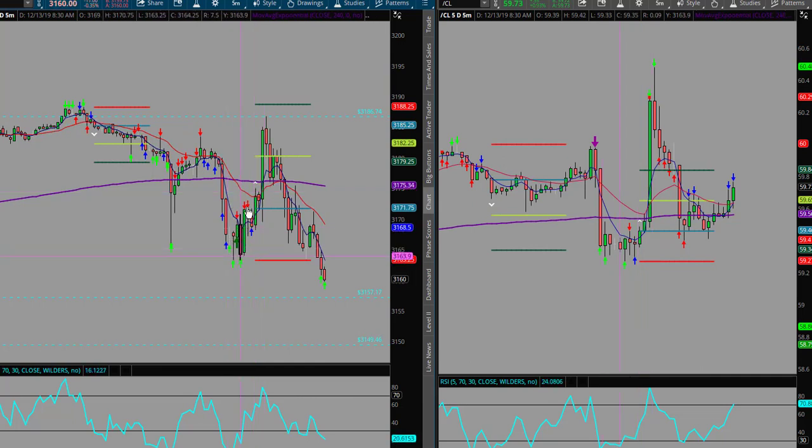This is a long setup that we had in the making, and then we had this huge leg up once the Chinese tariff news came out. So we moved quickly up from 72 up to 80, and then up to about 86 where we reversed.